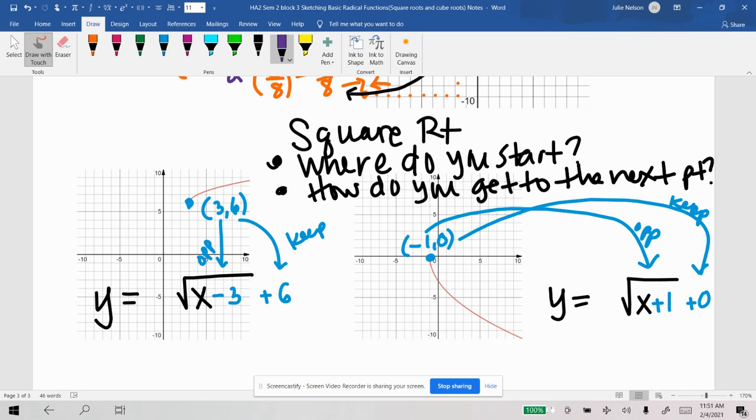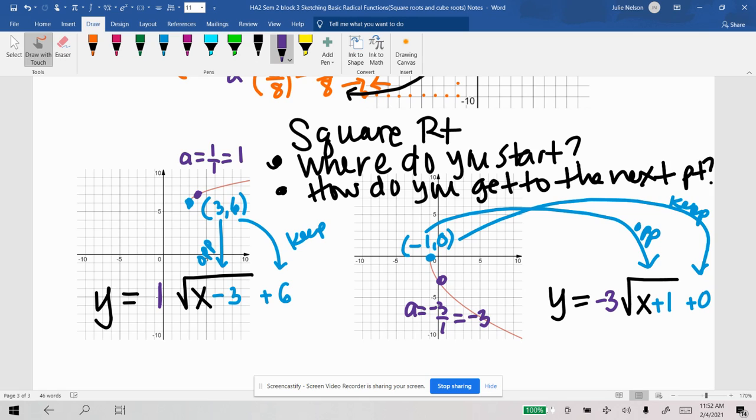I'm trying to find, how do I get to the next point? So it's always something over 1. So it looks like I go up 1, right 1. So here, A is 1 over 1, which is 1 on the top left. And this next one, I have to go down 1, 2, 3, right 1. I'm going down 3, right 1, so it's -3.